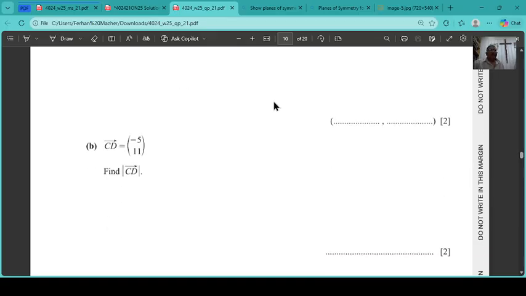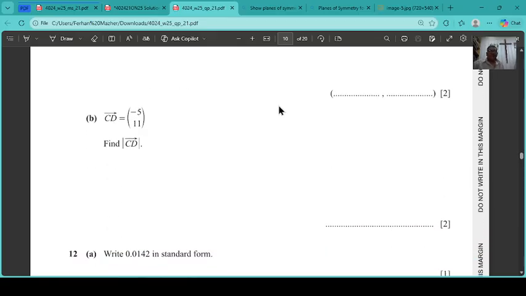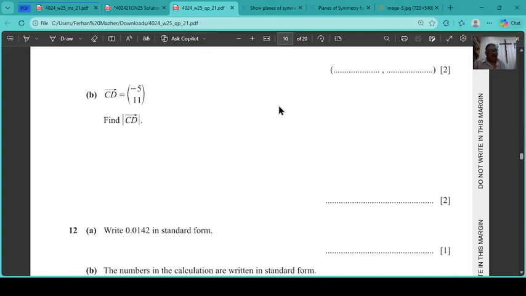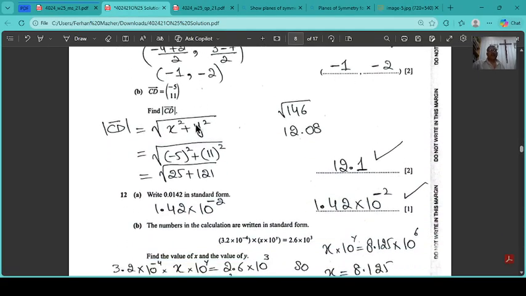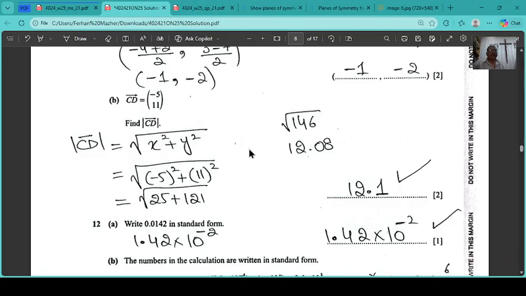Okay, then we have the B part. He says the CD vector is equal to minus 5, 11. Find the magnitude; this is the symbol for the magnitude. Magnitude means the length of the vector. The magnitude is equal to the square root of x squared plus y squared. So very easily we can find the magnitude.